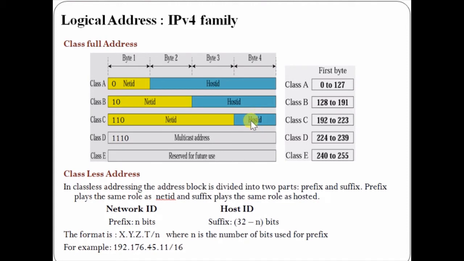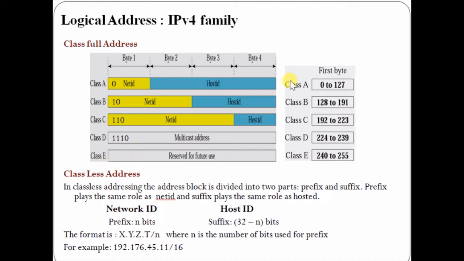To identify whether the address is Class A, Class B or Class C, just by checking the first bits we can say which class it is. In Class A, it starts with 0. In Class B, it starts with 10. In Class C, it will be 110. In Class D, it will be 1110. Class D is used for multicasting and Class E is reserved for future use.